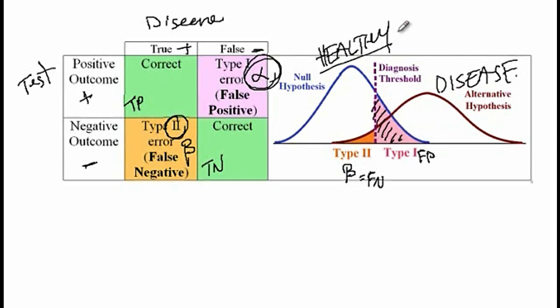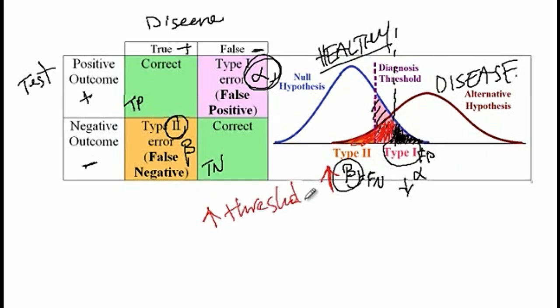Now, by increasing the threshold of the test, the area under the curve that corresponds to type 1 error or alpha error decreases, while the area under the curve that corresponds to the beta error will increase. So that would be like this. So therefore, by increasing threshold, beta error will increase while alpha error will decrease.